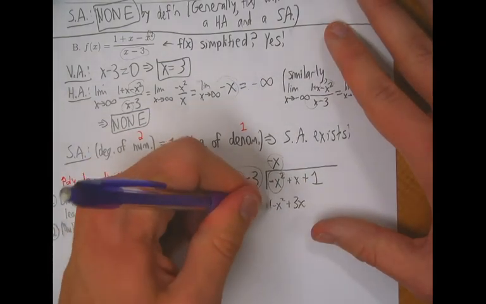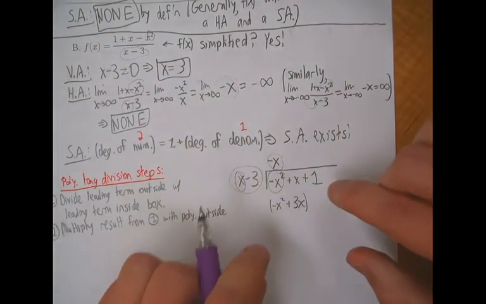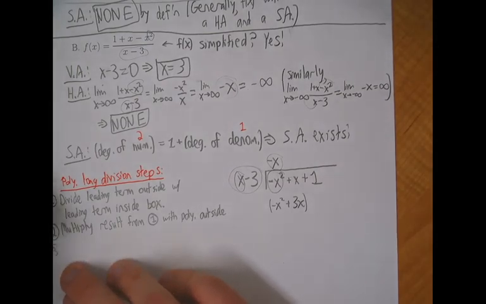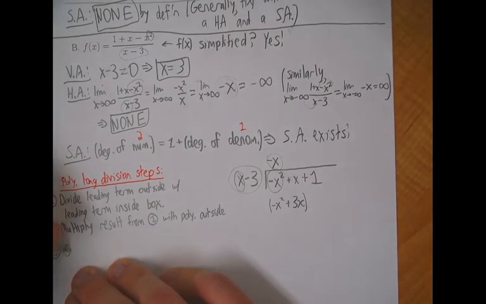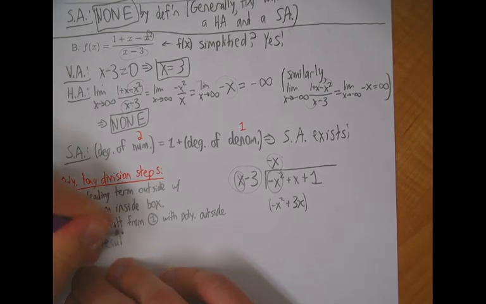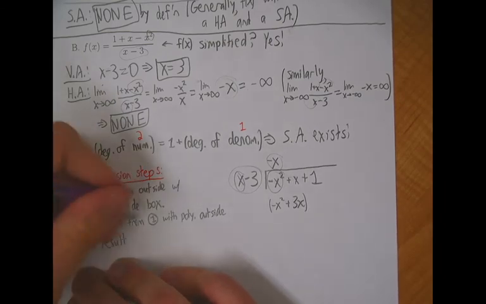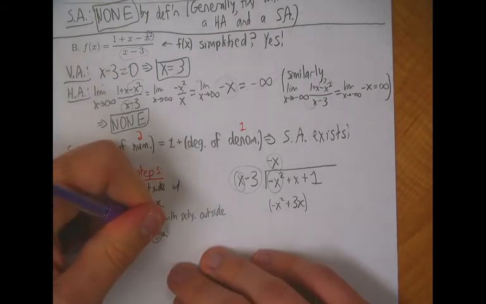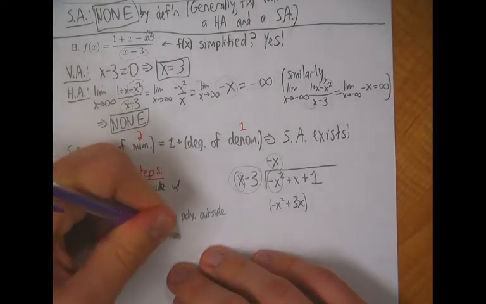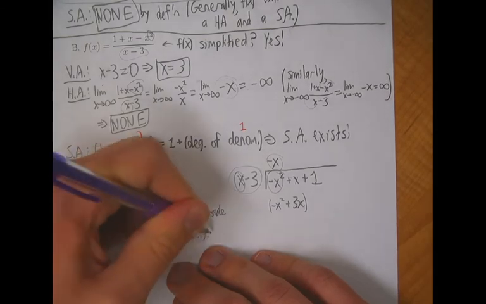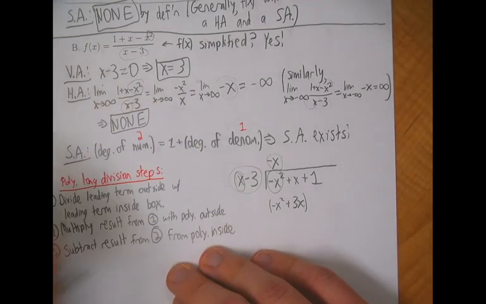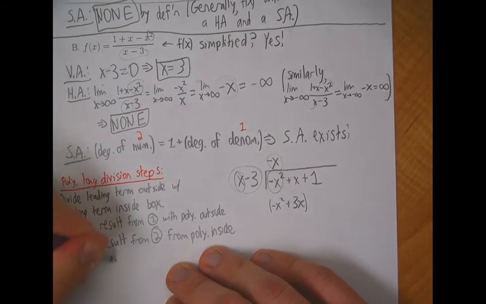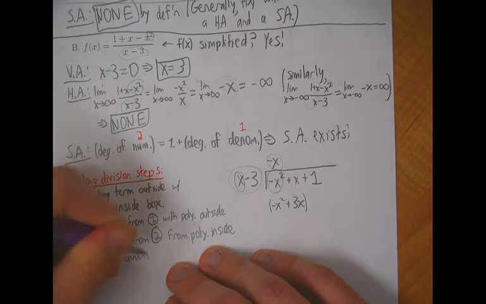The reason we're putting it precisely there is because step 3 is we have to subtract the results from step 2 from the polynomial inside and bring down the next term.